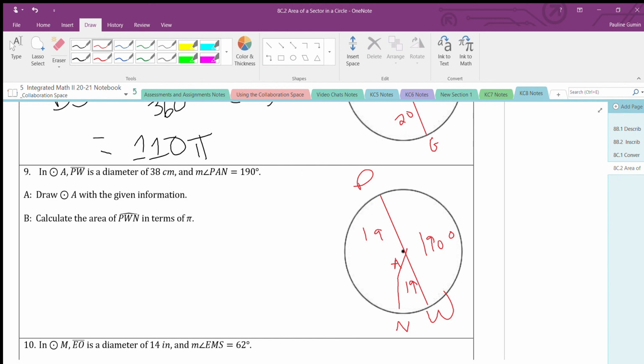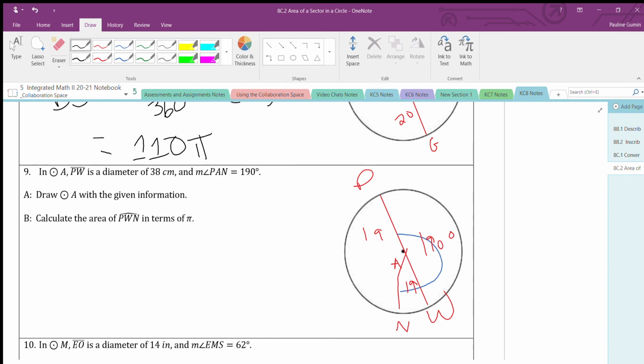Draw the circle. Calculate PWN in terms of pi. So if this whole thing is 190, then PWN, what did I draw wrong? I don't know. I drew something wrong, I think.